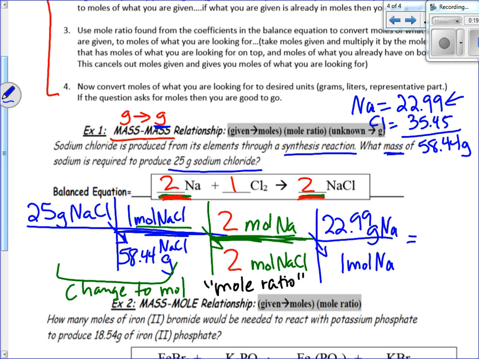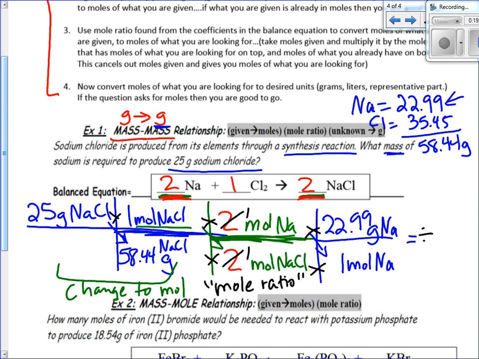Now all I have to do is multiply everything on the top, multiply everything on the bottom, and then divide. And I get my grams of sodium needed to produce my 25 grams of sodium chloride. So, what is that going to be when we calculate it? And if you get real snazzy, what can you do here in this middle step? You can cancel it 1 to 1, right? You can make it 1 to 1. So that makes your calculation a little bit easier.